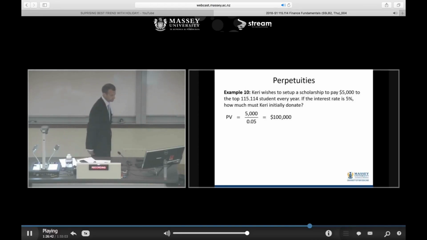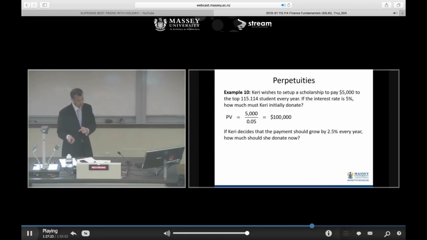So initially, it's just 5,000 divided by 0.05. 5,000 is what she wants the scholarship to be each year. 0.05 is the interest rate. That means if she donates $100,000, $5,000 in interest can be paid out as a new scholarship. And I'll show you how that works shortly in Excel. You can probably start to see that there. It's a little bit less clear for the next one, and then I'll show you in Excel.